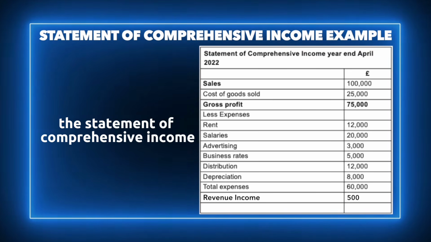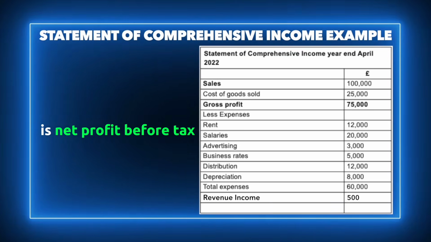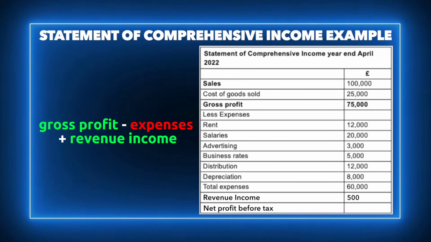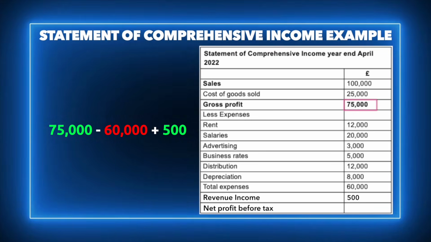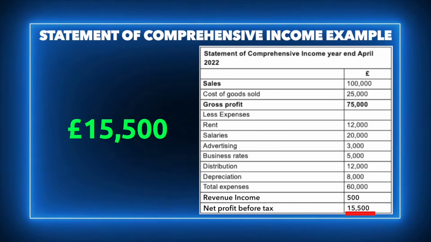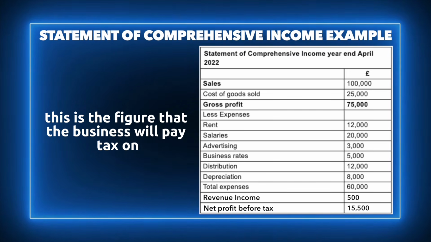The final part of the statement of comprehensive income is net profit before tax. This is calculated as follows: gross profit minus expenses plus revenue income, which in this example is 75,000 minus 60,000 plus 500, meaning that this business's net profit before tax is £15,500. This is the figure that the business will pay tax on. So that's the basic layout of a statement of comprehensive income.